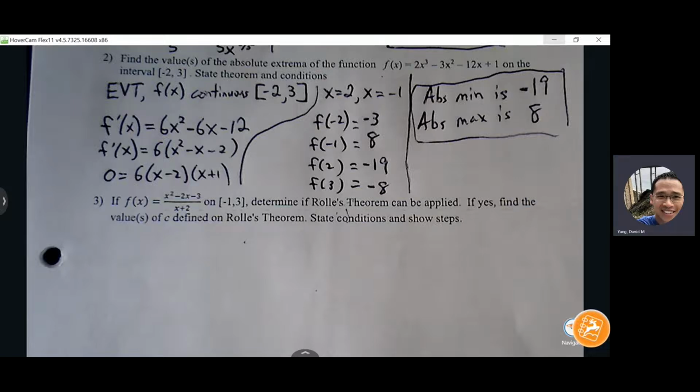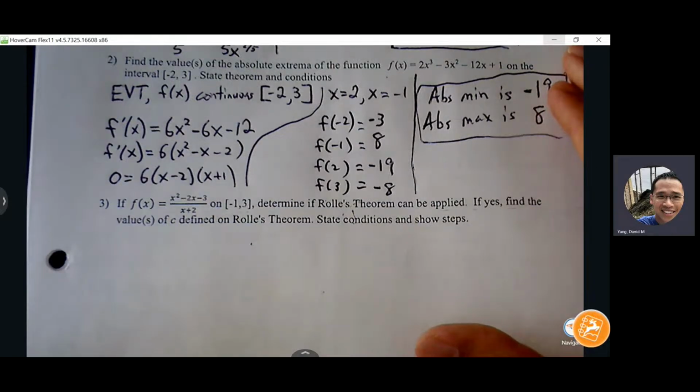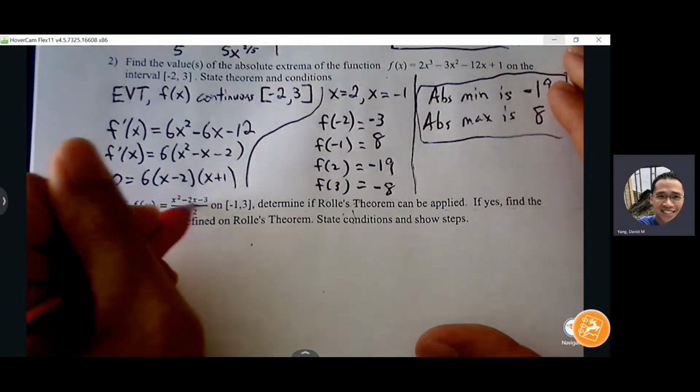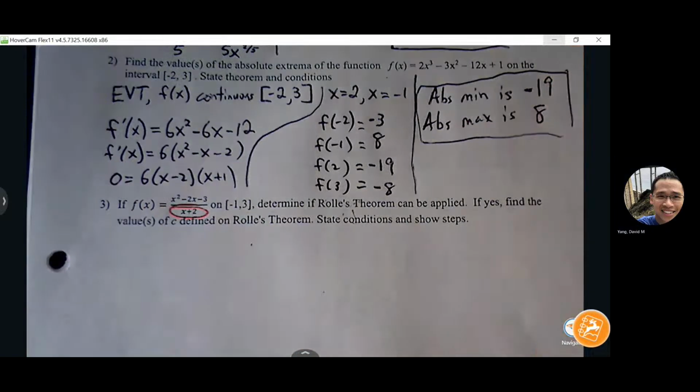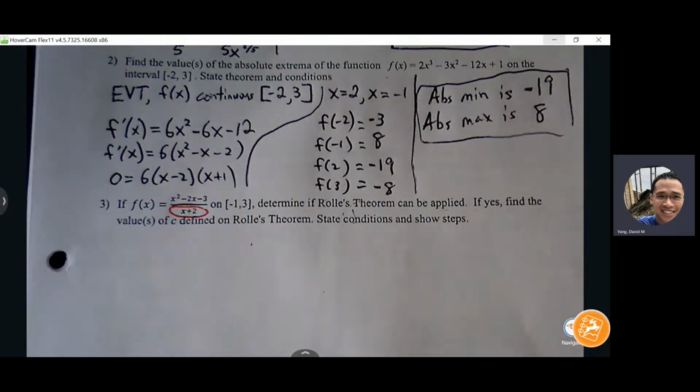We need a statement about continuity. We need a statement about differentiability. But there's a potential red flag here that could disrupt our conditions. And what do you notice about this function? That denominator. Because there's a variable in the denominator, which means that there is a break in the graph. We need to check to see if that break is interrupting our interval, because if it does interrupt our interval, we can't go through. We have to just stop and say function not continuous.